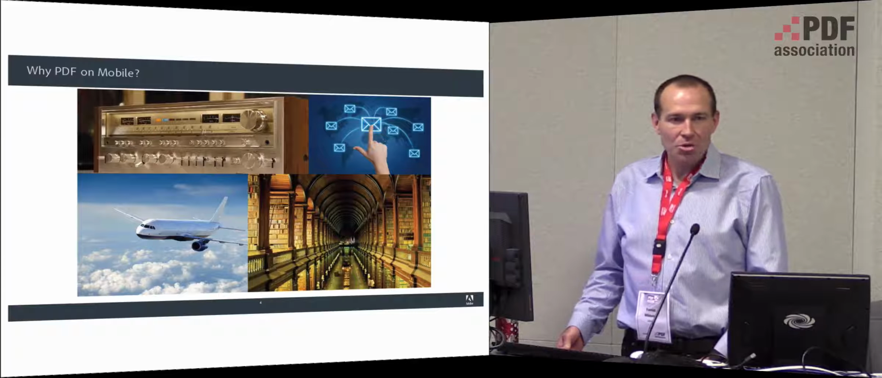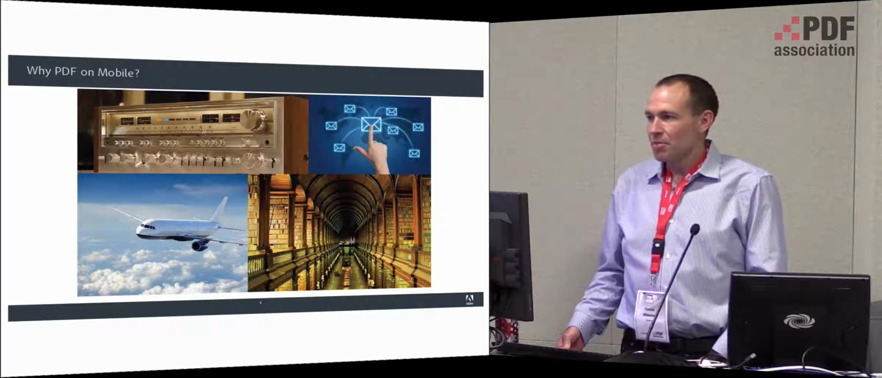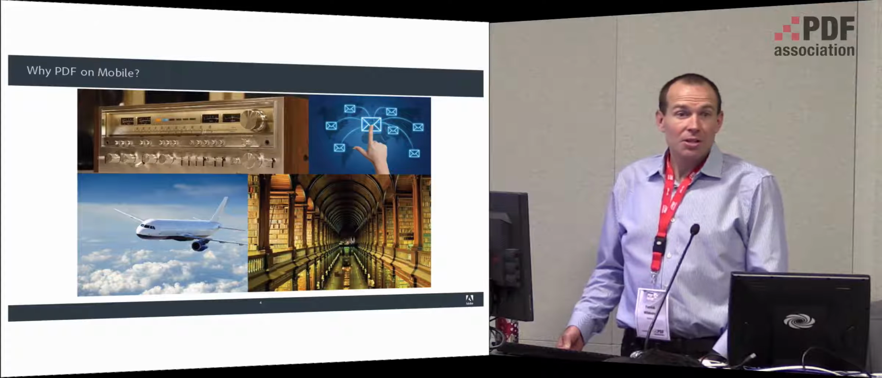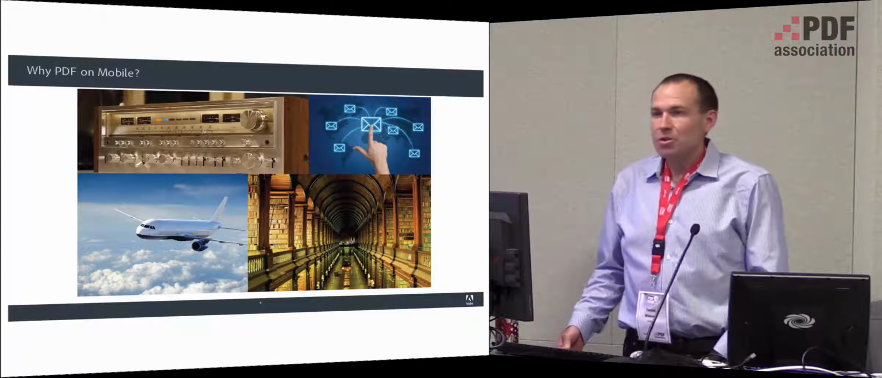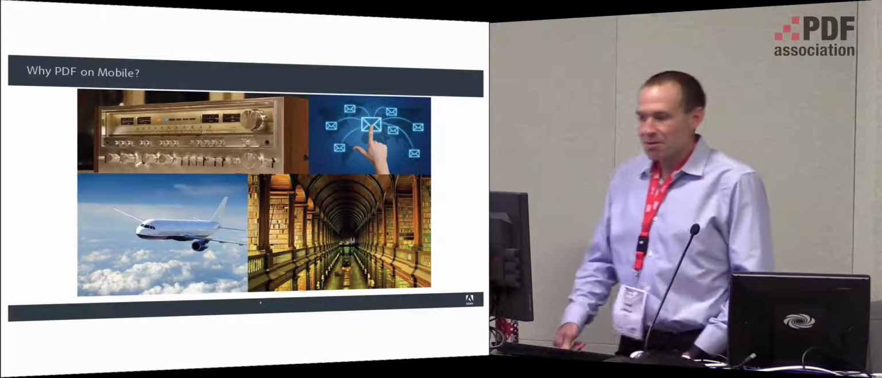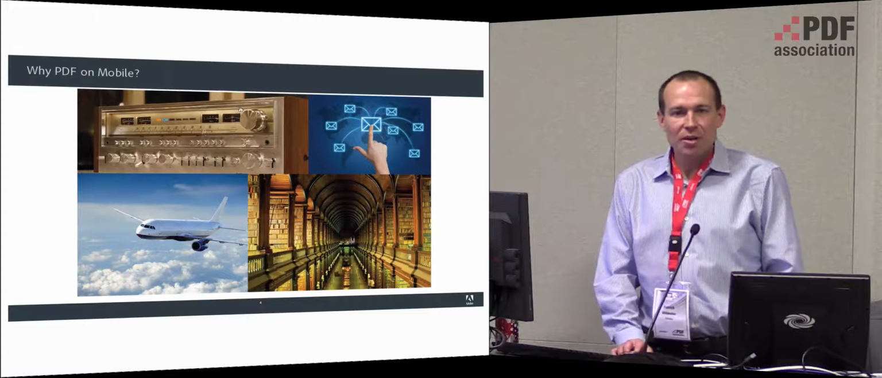I find before I go on a trip, I'm frantically turning things into PDFs and storing PDFs on my local device so that I'll have them with me when I go, things like reservations, because connectivity is a problem in some places, especially when I travel internationally. The other one is it's still a good archival format. This is why I think PDF on mobile.